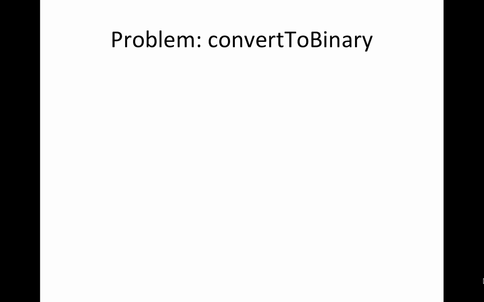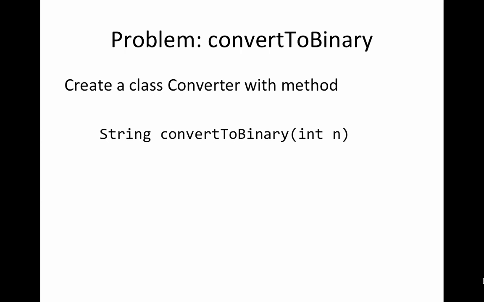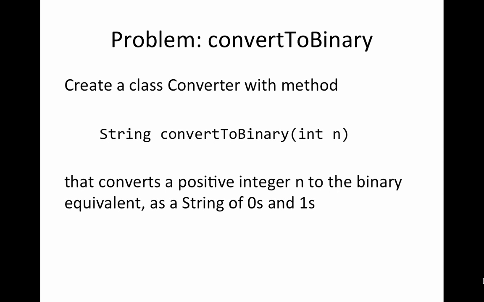The problem we will solve now will take us back to the early days where we were talking about the binary numbers and the binary system. What we want to do is to write a method, and that method will be inside a class. Suppose we name that converter. And this method will be converting the integer number, the decimal number that we give it, to its binary representation.